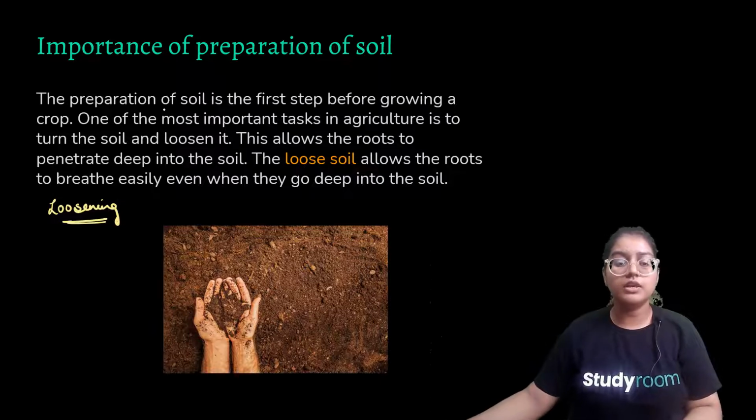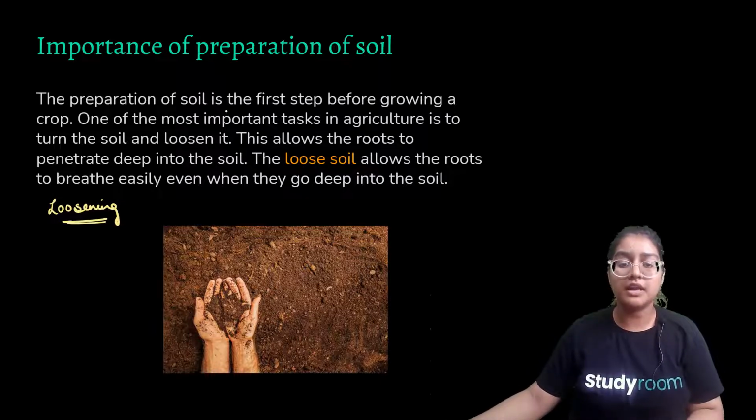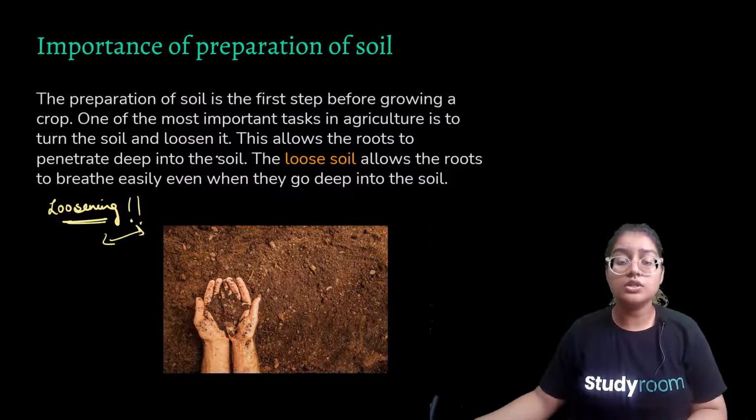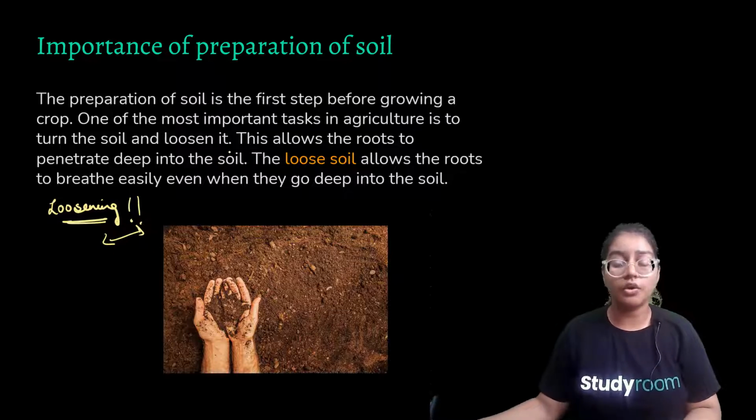So what do we need to do? We have to prepare the soil before starting with the growing of our crops. One of the most important tasks in agriculture is to turn the soil and loosen it. Here you can see I have reflected this point, loosening. Loosening of soil is very important. If our soil is not loose, then the crop we are trying to grow will not give us healthy and fruitful produce.